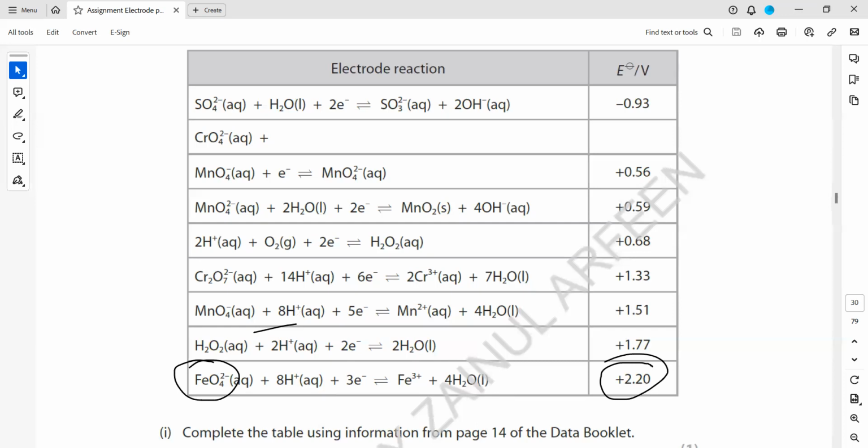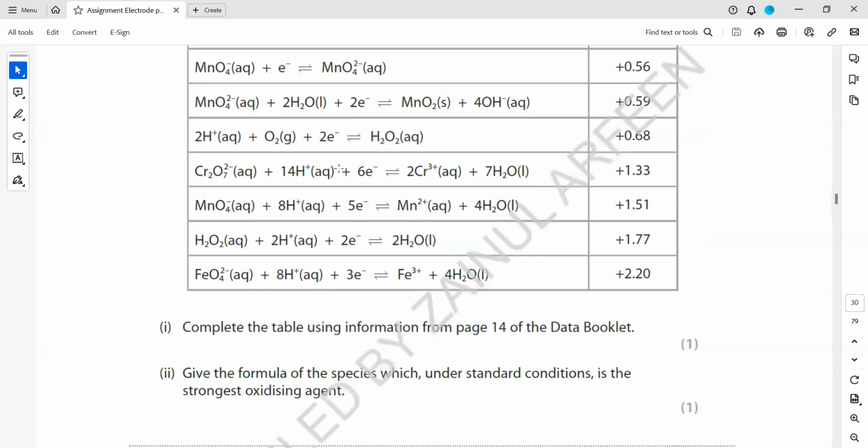Because an oxidizing agent itself will be reduced, and reduction is a gain of electrons. All the electrode potentials are given for gain of electrons. If it is negative, it means the opposite will happen. If this is a negative value, the opposite reaction is feasible. This has a tendency to lose electrons, so this is a good reducing agent. SO3.